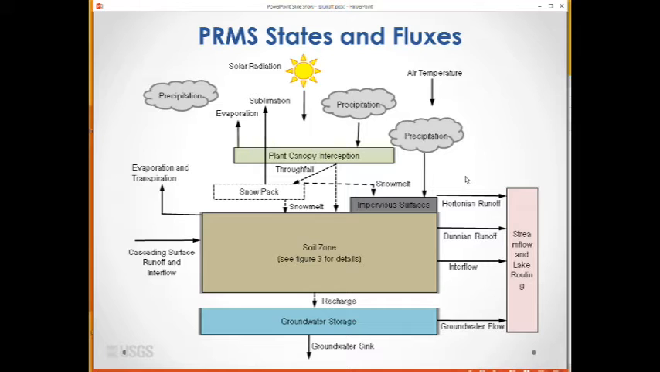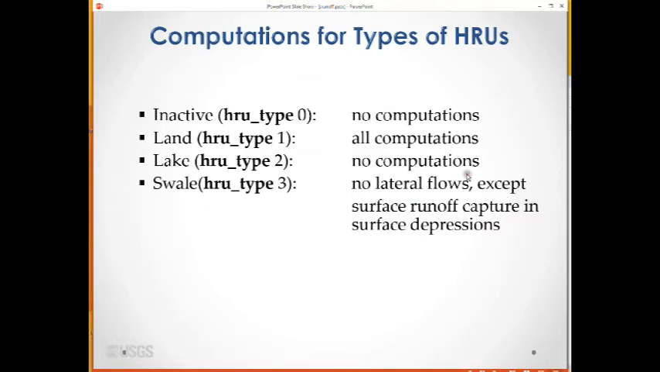Outflows are Hortonian surface runoff from the pervious and impervious fractions, soil infiltration to the pervious fraction, evaporation from the impervious and surface depression fractions, and spillage, interflow, and seepage from the surface depression fraction.